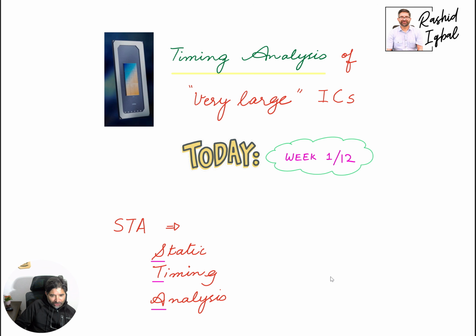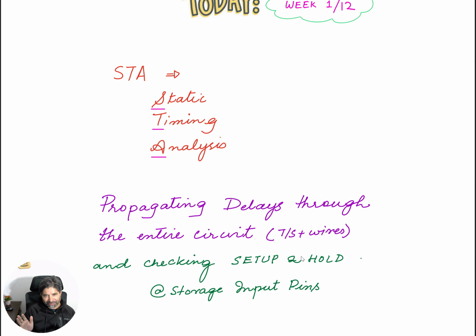The concept of timing is pretty simple, as I said. All you have to do is propagate delays through the entire circuit. You propagate them through transistors, through wires, and eventually on the storage elements like flip-flops, latches, or memory inputs, you check for setup and hold. Very simple, right? No rocket science there. You just want to check setup and hold time.